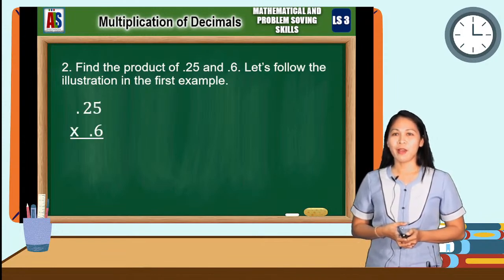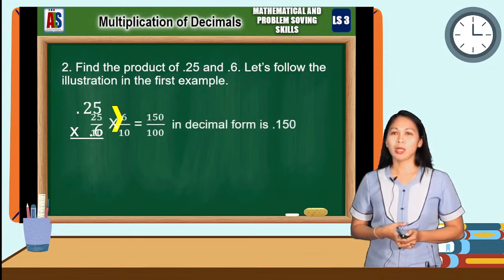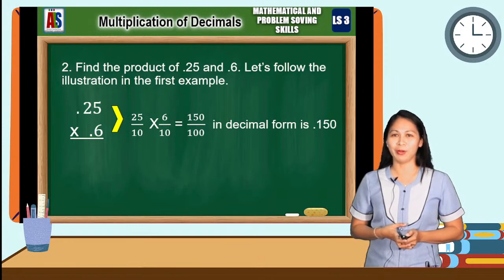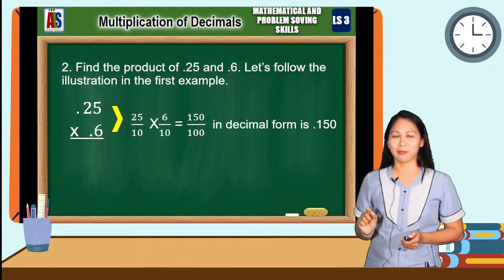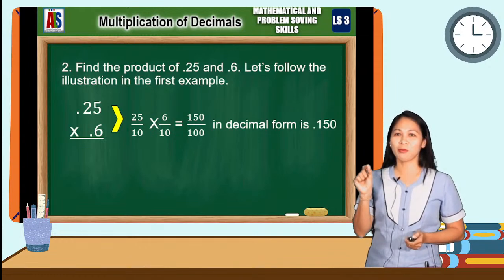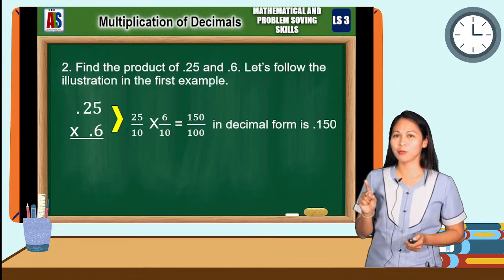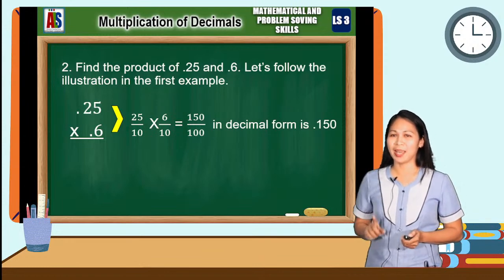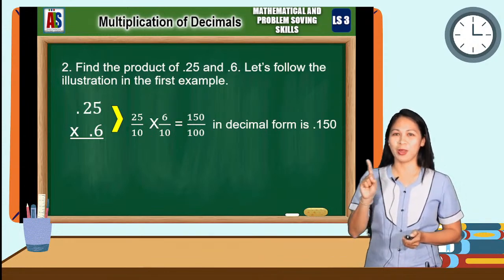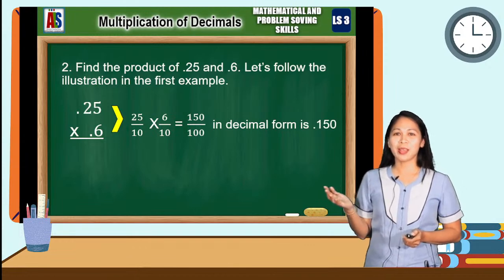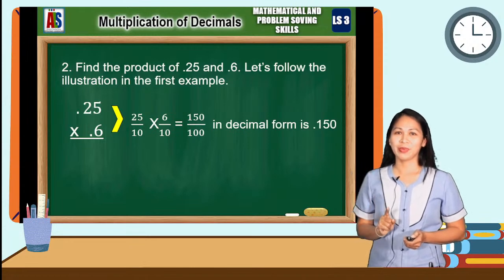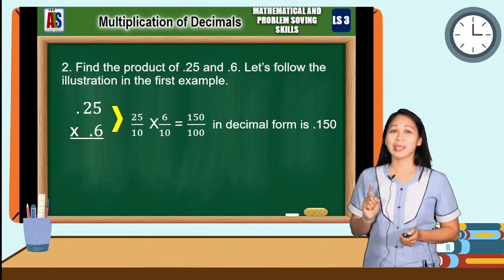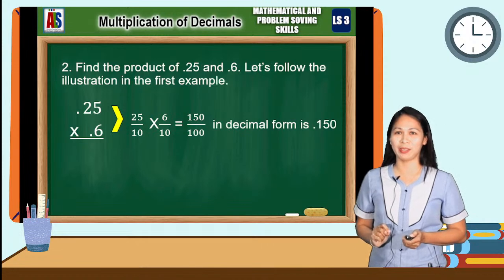Let's convert the factors into fractional form. So we have 0.25 becomes 25 over 100 and 0.6 becomes 6 over 10. When we multiply 25 times 6, that is equal to 150 and 100 times 10 is 1000. So the product is equal to 150 over 1000. In decimal form, it is 0.150.